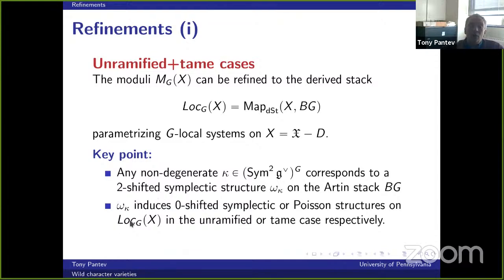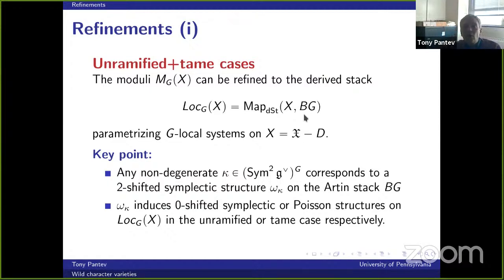And so what happens is that this symplectic form, which is really the Killing form on G, a symplectic form on BG, induces a zero-shifted symplectic form on the unramified character variety and a Poisson structure on the tamely ramified one. And in fact, if you fix the monodromy classes for the tamely ramified one, those are the symplectic leaves for this zero-shifted symplectic structure.